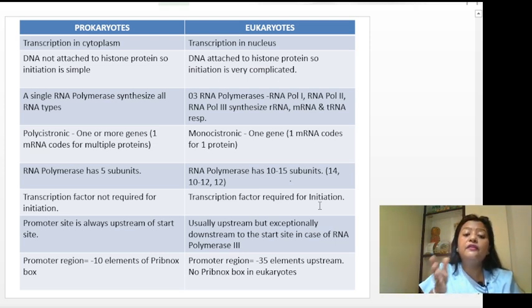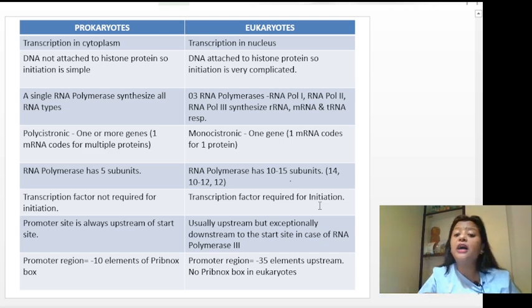Okay. Then for prokaryotes, RNA polymerase has 5 subunits, and for eukaryotes, RNA polymerase has 10 to 15 subunits. RNA pol1 has 14, RNA pol2 has 10 to 12, RNA pol3 has 12. Now, transcription factors, as I've told you before, in prokaryotes are not required, but for eukaryotes many transcription factors are there: TF2D, TF2E, F, H. Okay. Then B. Then for prokaryotes, the promoter site is always in the upstream.